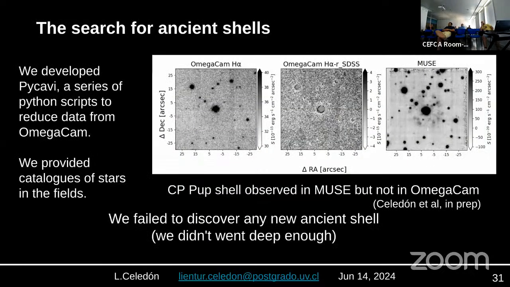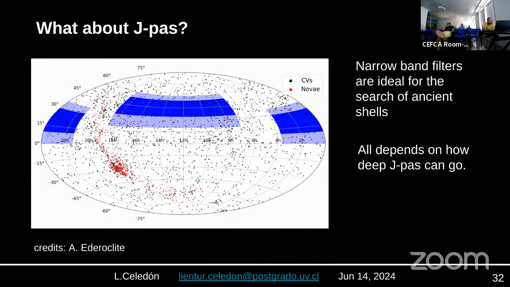Here we have the threshold for detecting, which was on the order of 10 to the minus 15 erg per second per centimeter squared. We actually showed that to have good chances of detecting this kind of ancient shell, we would need to go towards a magnitude bigger. So it all depends on whether with JPAS we can go as deep as that. But anyway, I think it could be worth it to check, and start this kind of project with the JPAS survey.